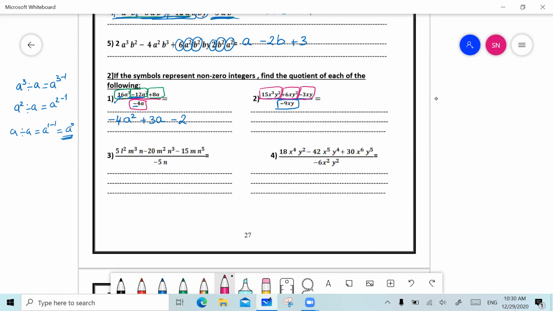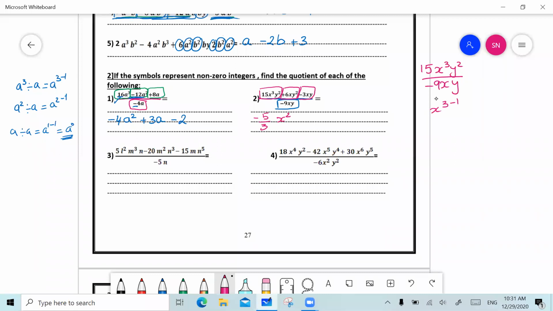I'm going to take first 15x to the power of 3, y to the power of 2, and divide it by negative 9xy. 15 divided by negative 9, if you write it on your calculator, you will get negative 5 over 3. X to the power of 3 divided by x to the power of 2, this is x to the power of 3 minus 1, which is x to the power of 2.